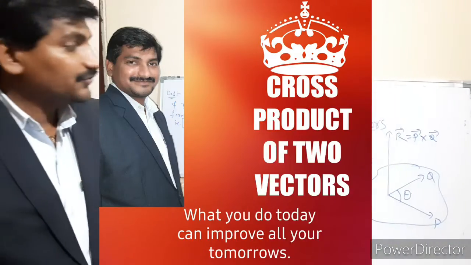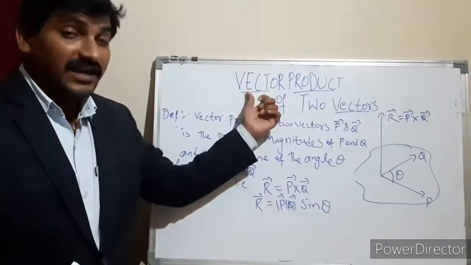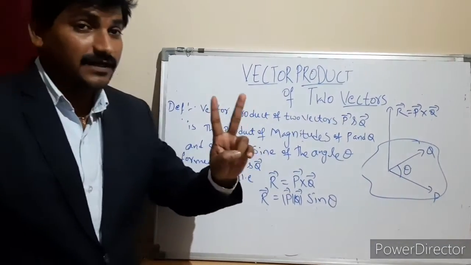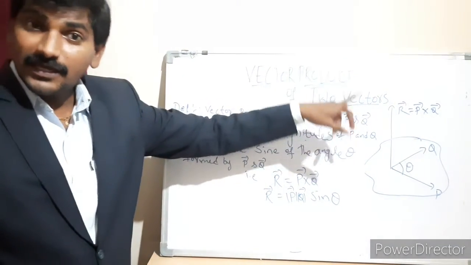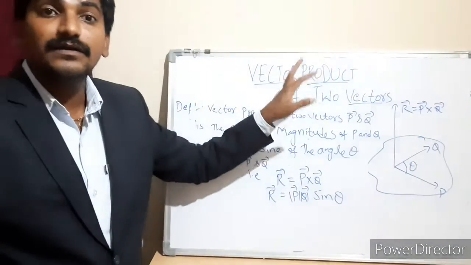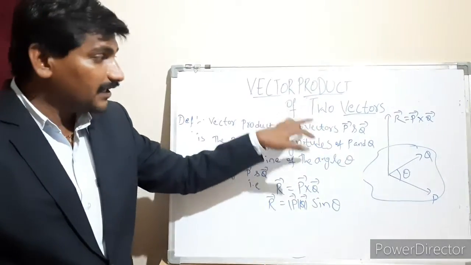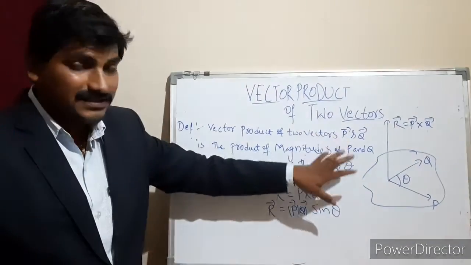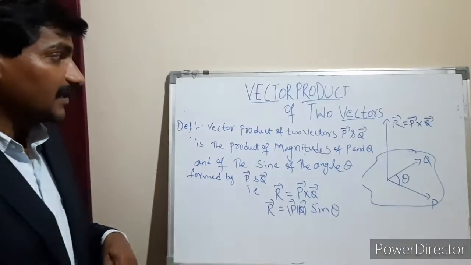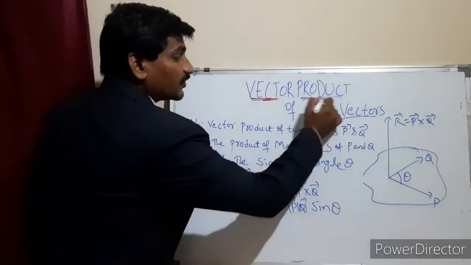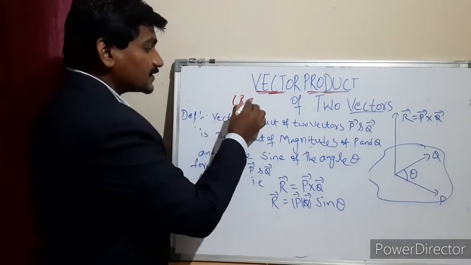Vector product of two vectors. Till now, in the previous class, we discussed the scalar product of two vectors. Now we are going to study the vector product of two vectors. There, the result we got was a scalar, meaning magnitude only. Here, while doing this product, you will get the result in vector form. That's why we call this the vector product of two vectors, also called the cross product.